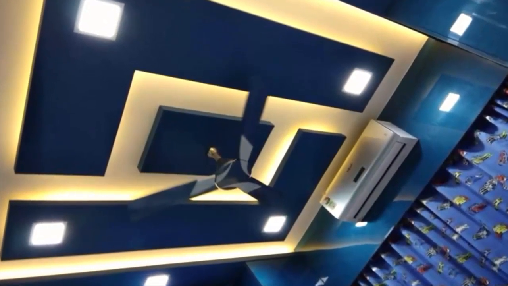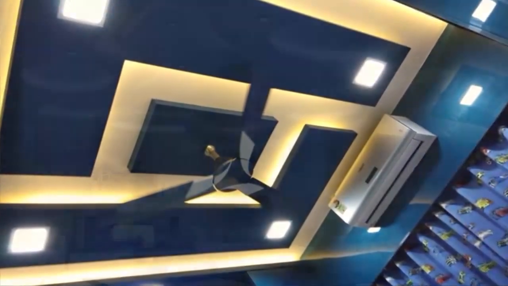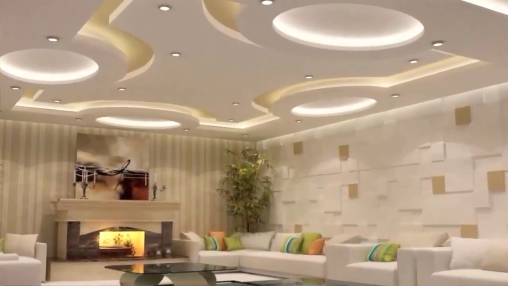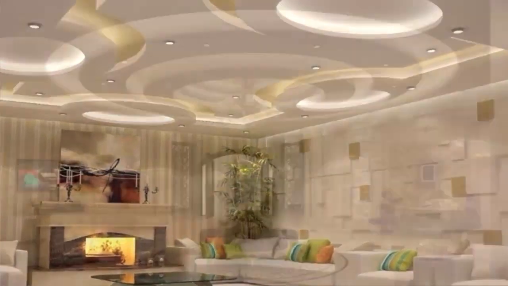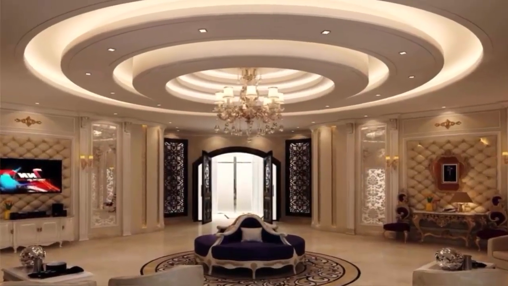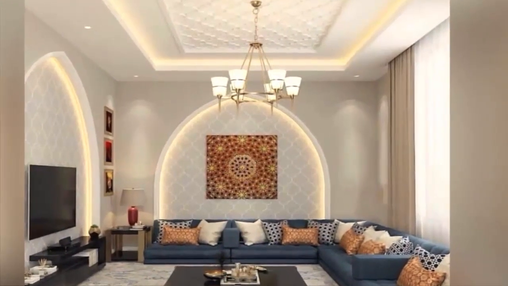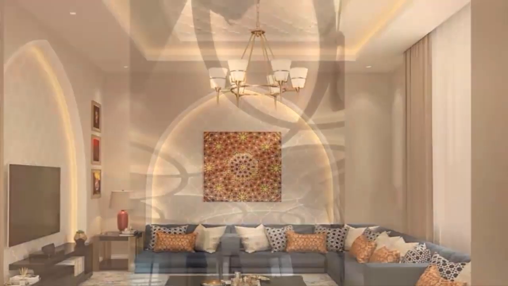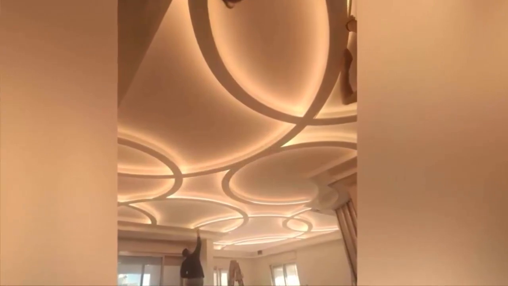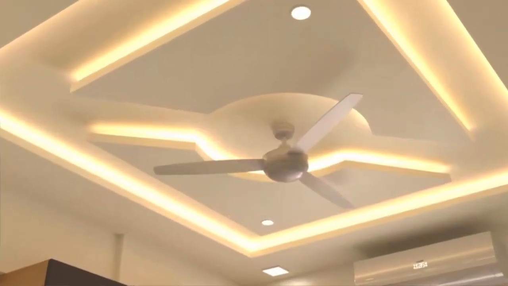A false ceiling is the fifth wall of the house. Designer ceilings for living rooms have become as essential as curtains and furniture. There is a common saying that the home reflects your personality and the decor reflects your style. Hence, your choice of false ceiling designs for living rooms and drawing rooms, with designer lights and colors, speaks a lot about your taste and creative sense.